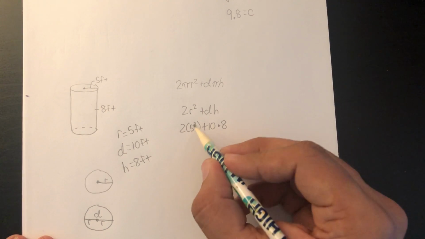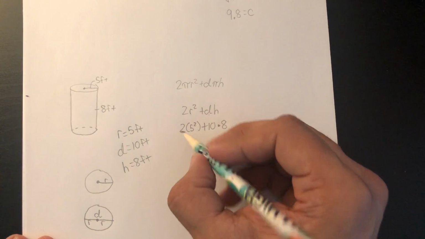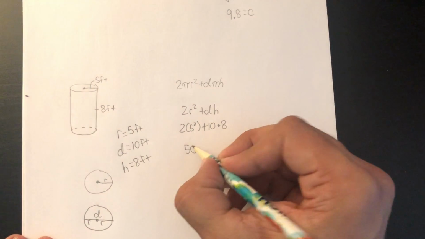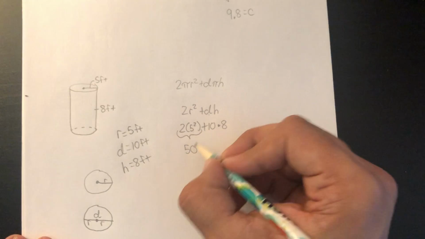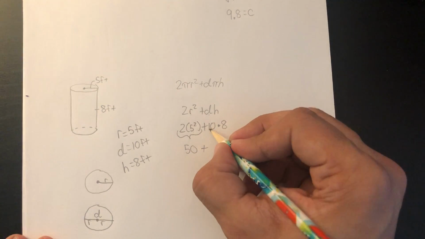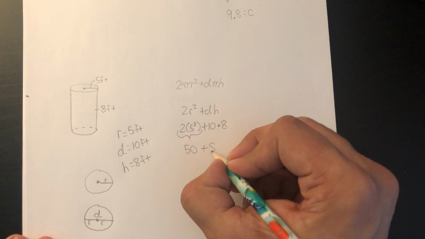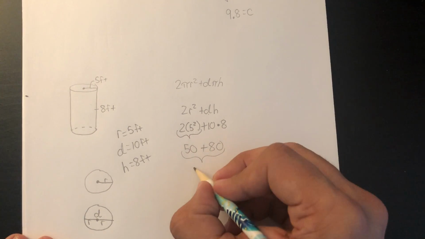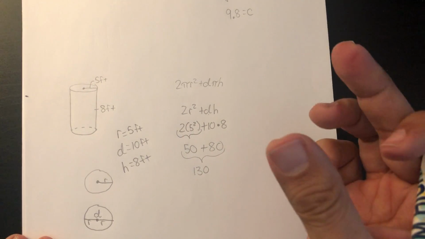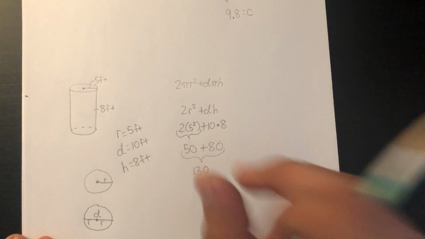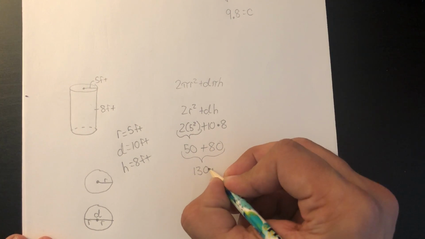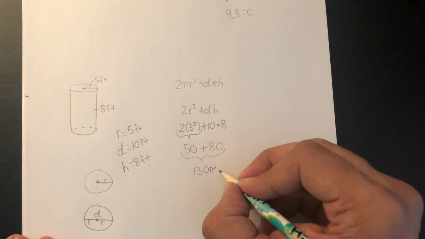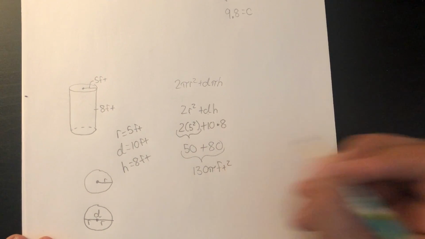So 5 squared, so 5 times itself is 25. 25 times 2 is 50. So this part right here turns into 50. Then 10 times 8 is 80. We put these two together and we get 130. And right at the last second, we're going to put in pi. So the answer is 130 pi. And this is feet. We're doing area, so feet squared.